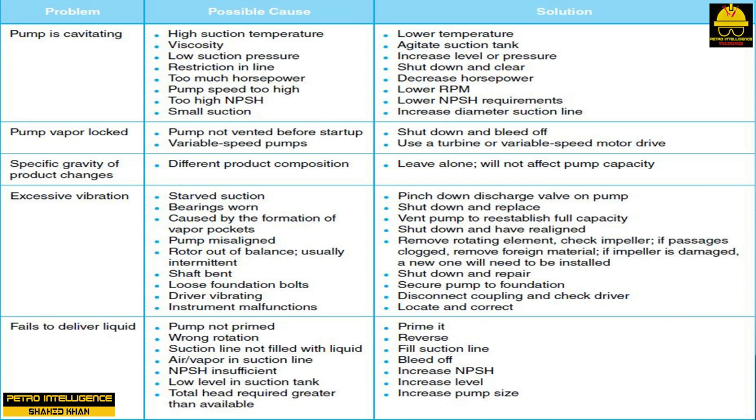If pump fails to deliver liquid, possible causes might be pump not primed, wrong rotation, suction line not filled with liquid, air/vapor in suction line, NPSH insufficient, low level in suction tank or total head required greater than available. To solve these issues, prime the pump, reverse the rotation, fill suction line, bleed off vapors in suction line, increase NPSH, increase level or increase pump size.